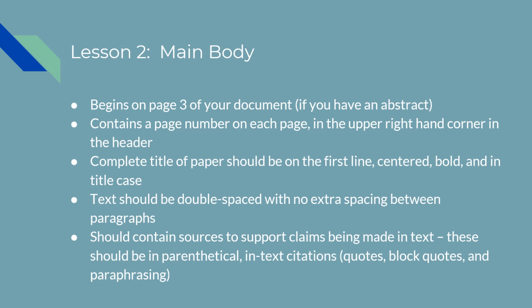And then it's also important, typically in APA papers, to have sources to support the claims being made in the text because it is a scholarly format. And these can be parenthetical and in-text citations that can be quotes, block quotes, or paraphrasing. Any content that's not your own original thought should be cited, whether it's a direct quote or a paraphrase.